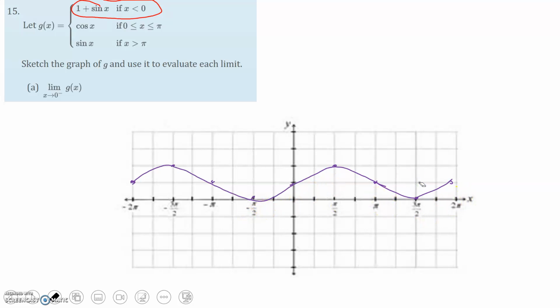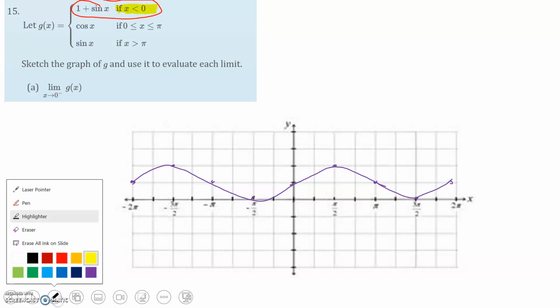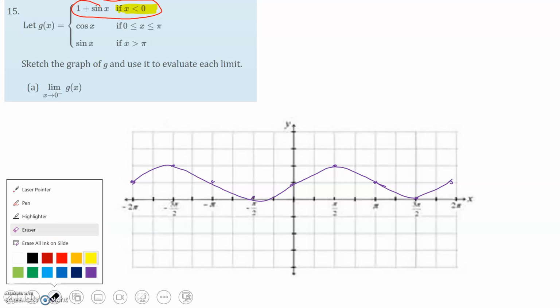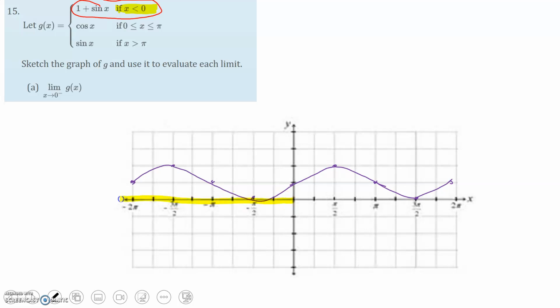Now, we also need to recognize that what we have here is a restricted domain, that we're only playing with this 1 plus sine of x when x is less than 0. So that is, we only have this graph over here. So we're going to go ahead and eliminate the right-hand side and make sure we only draw this on the left-hand side when we are less than 0. So right here. So this here corresponds with our purple curve.